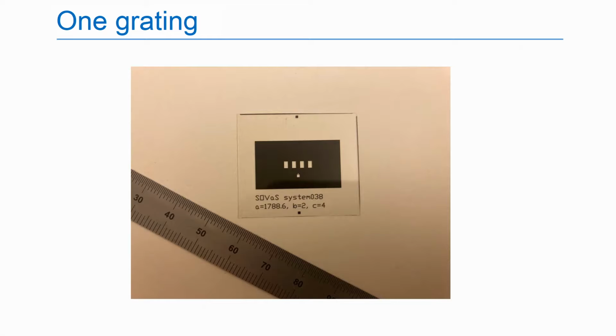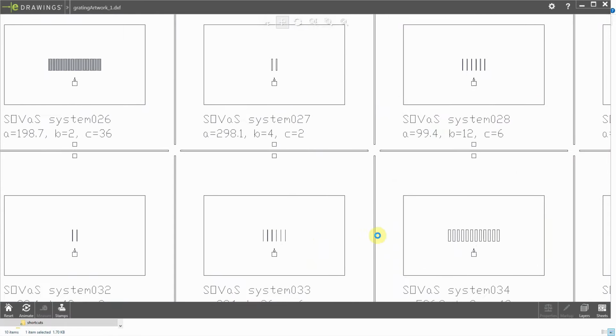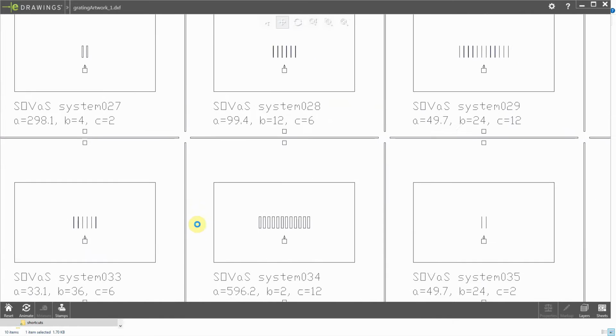Each video begins with a different grading. This slide shows just one of them. It's printed on clear film using a very high resolution printer. The smallest features can be about 15 microns wide. The films were printed from DXF files, which you can download for yourself.